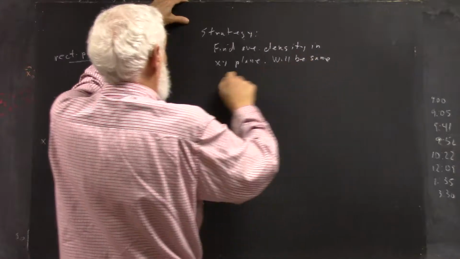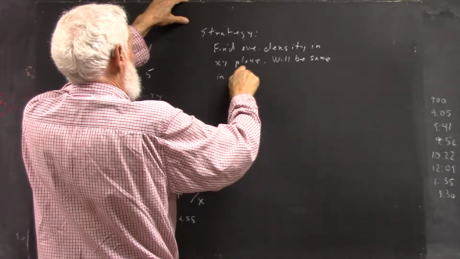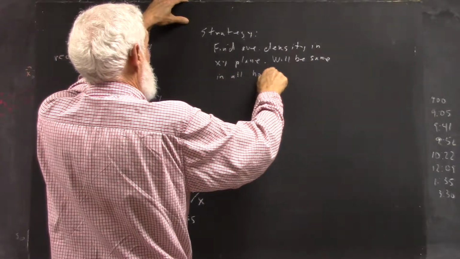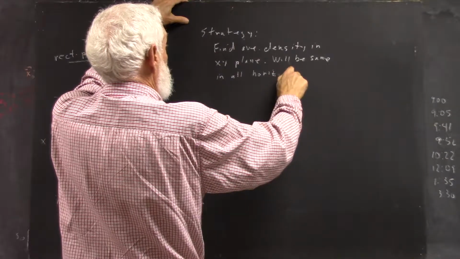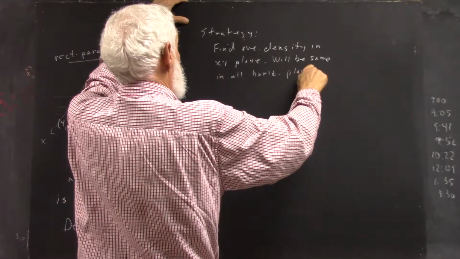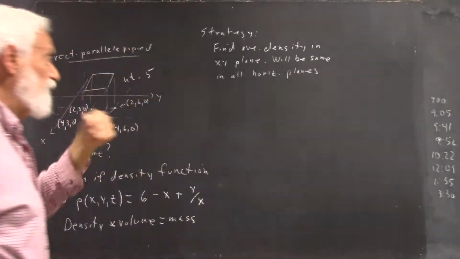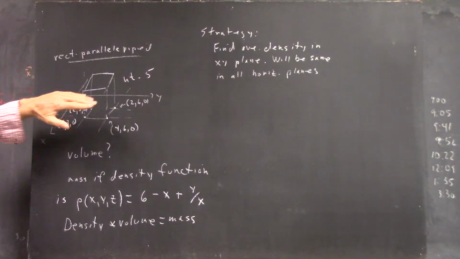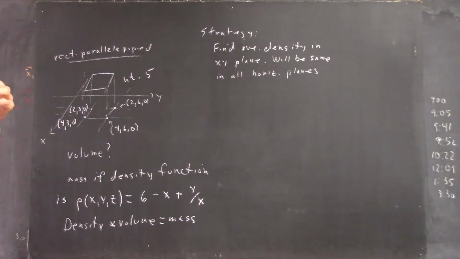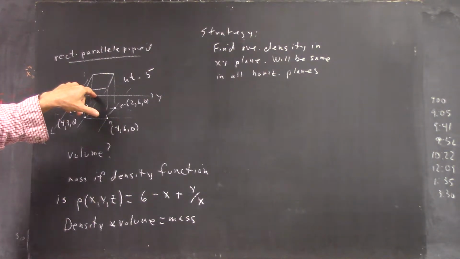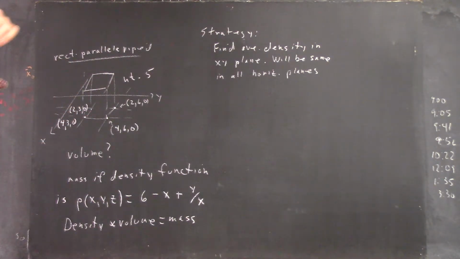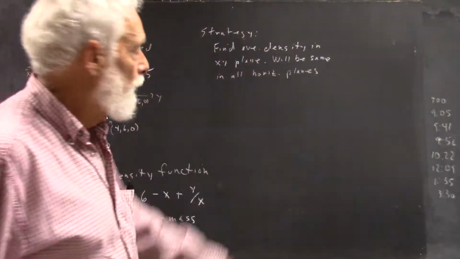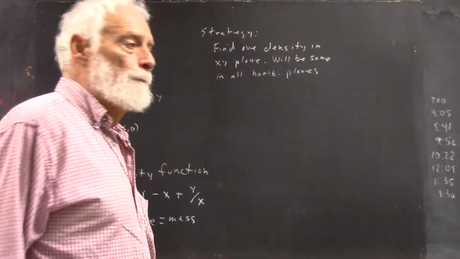and it will be the same in all horizontal planes as they intersect. That's implicit, the intersection of every horizontal plane. Okay? So the density down here has exactly the same profile as the density up there. So, how are you going to find the average density in the XY plane?